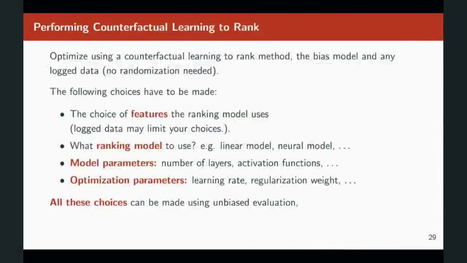If you have the model of position bias, then you can perform counterfactual learning to rank. And what happens here is that a lot of choices have to be made. You have to think about what features your ranking model is going to use. You want to develop new features. What kind of model, right? There you have linear models, neural models, all kinds of architectures and the parameters of the model and the optimization process. What's really nice about counterfactual learning to rank is that you can make all these choices without deployment using unbiased evaluation.